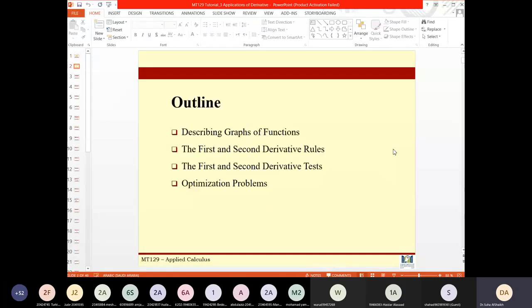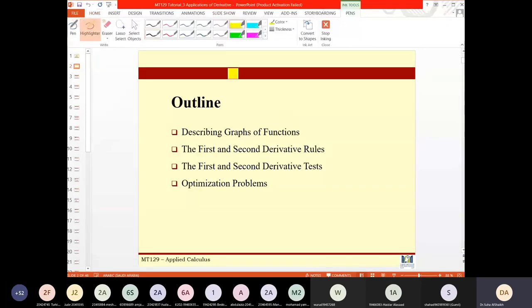First of all, we're going to talk about how to describe the graph of a function. إيش يعني how to describe the graph of the function؟ يعني the function is increasing, it's متزايدة, it is decreasing, متناقصة, it's concave up, it's concave down. We will talk about those terminologies and how to use the derivative to describe them. We will talk about what we call the first and the second derivative rule, and the first and the second derivative test.